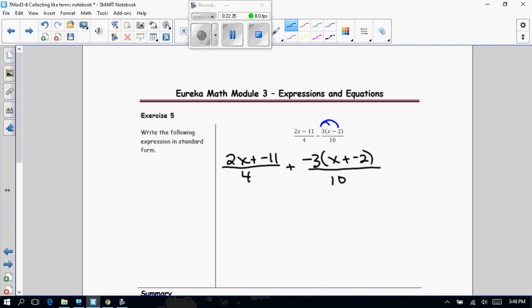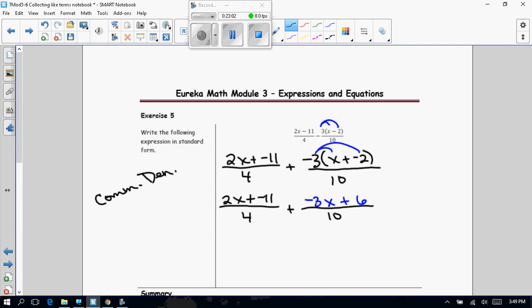All right, let's see. Let's distribute, like I said I was going to. So I've got the 2x plus a negative 11 over here, all over 4, plus negative 3x plus 6, because negative 3 times negative 2 gives me a positive 6, all over 10. So now let's get a common denominator. Look at the 4, look at the 10. I could make it be 40, but I know there's a smaller one. Common denominator, what do you think it's going to be? 20.